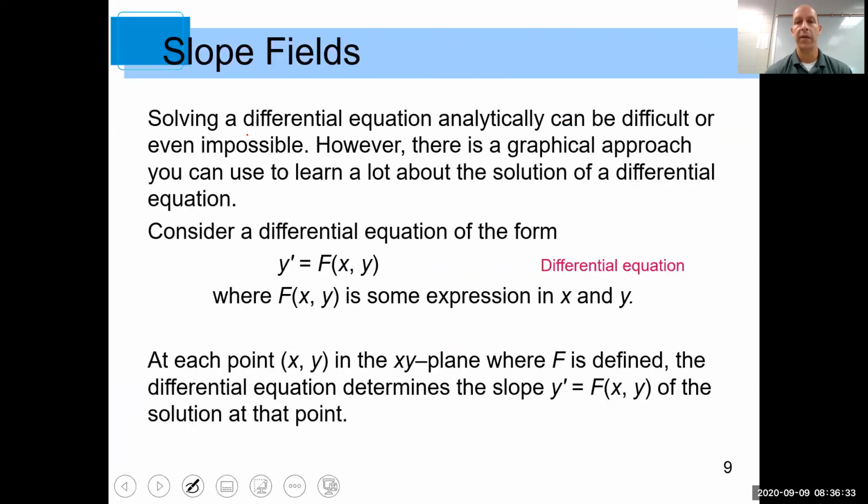Okay, let's talk briefly about slope fields. I'm not actually going to go through and do an example of one, but I do want to talk about it a little bit. Solving a differential equation analytically can be difficult or even impossible, and trust me, I can tell you that's the case.